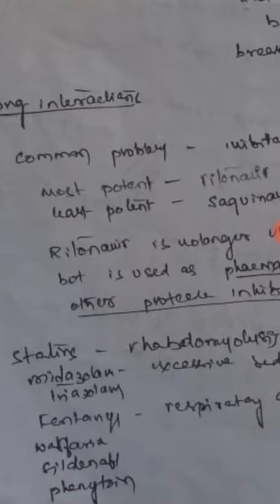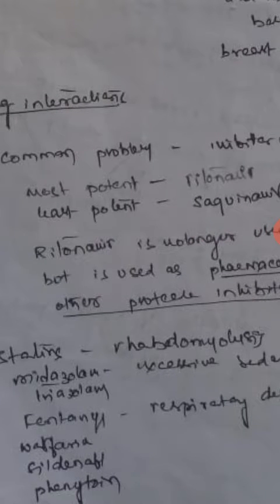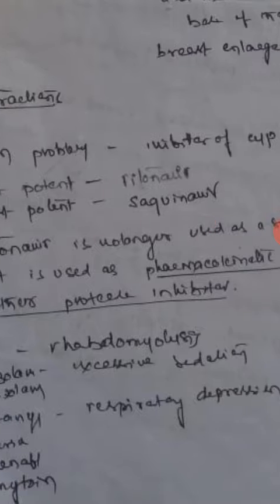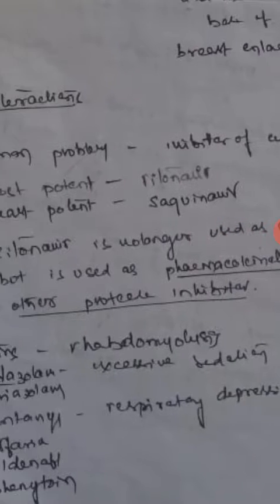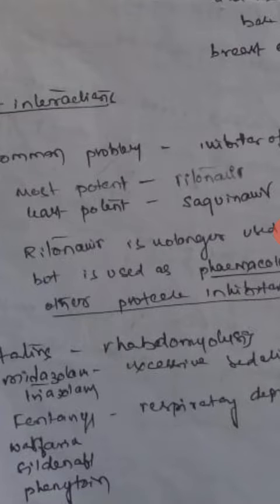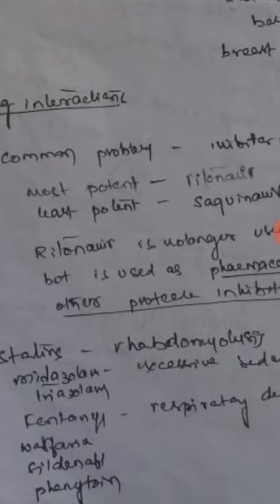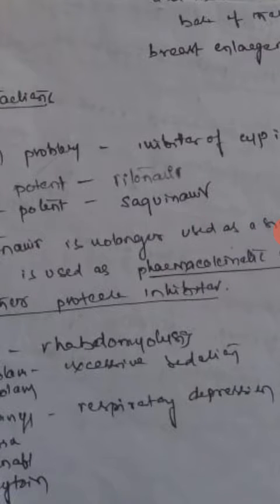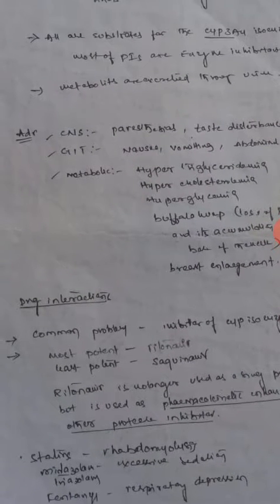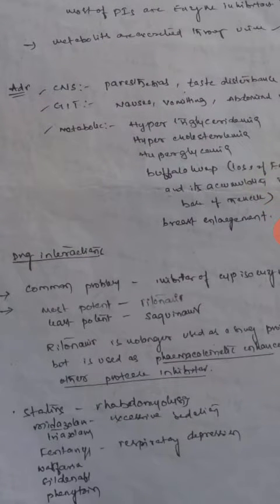Statins: it causes rhabdomyolysis. Midazolam, triazolam: excessive sleeping, sedation. Fentanyl, an opioid analgesic: respiratory depression. Warfarin: it causes bleeding. Sildenafil: excessive vasodilation, causing severe hypotension. Phenytoin: toxicity.